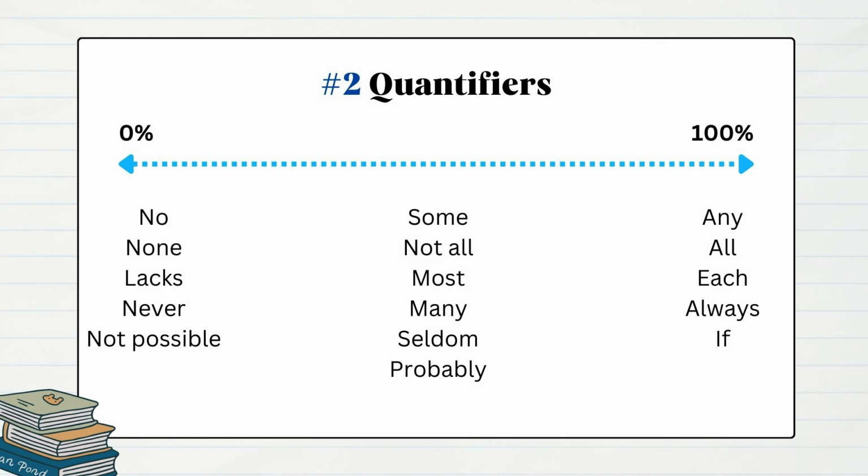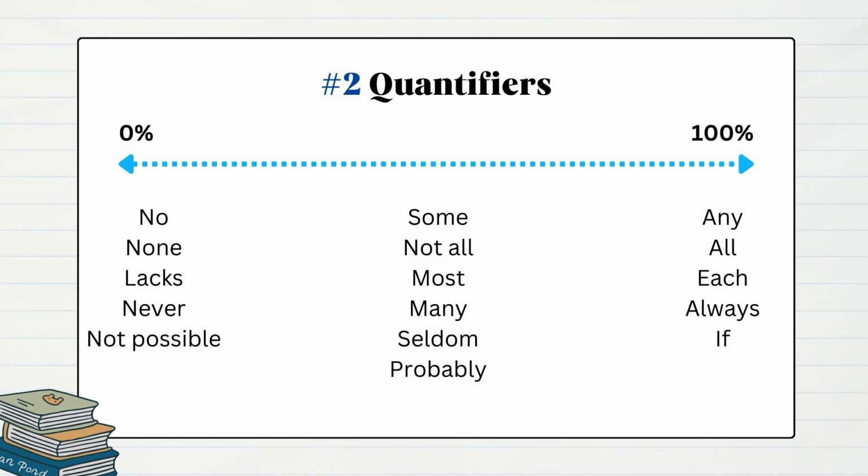So at one end of the spectrum, we have 0%, very extreme. So these would be words like no, none, never, not, impossible. And in the middle, we have some keywords. So we have some, and some means at least one. It could mean more than one. It might even mean the majority, but at the very least, it has to be at least one. We have not all, which means there's one that's not part of it. We have most, which is more than 50%. So for example, if we have 100 and we said most, it will have to be at least 51.